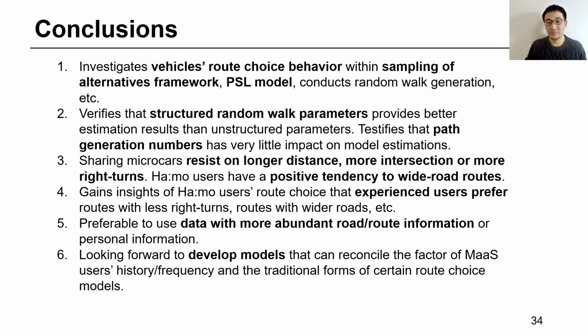It gained some insights of choice differences between novice user groups and experienced user groups, like I mentioned in the last section. The limitation of my work lied in that if data with more abundant road or route information could be used, or even personal information could be involved, I believe it would provide better modeling results. For the future of this research, I'm thinking to construct a model that can particularly deal with MaaS users using frequency and using history, because I believe the mobility as service is a very big trend of future transportation.